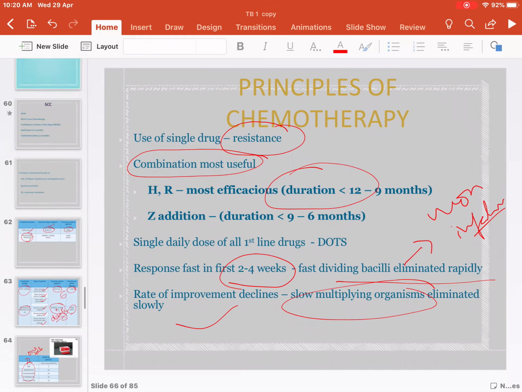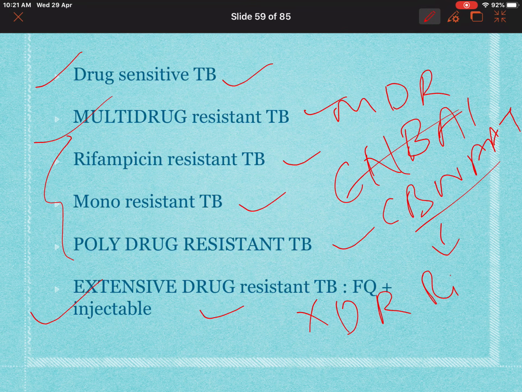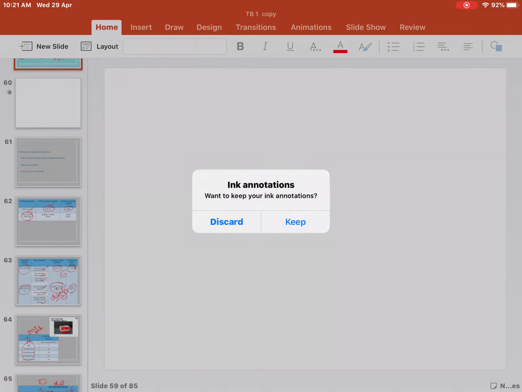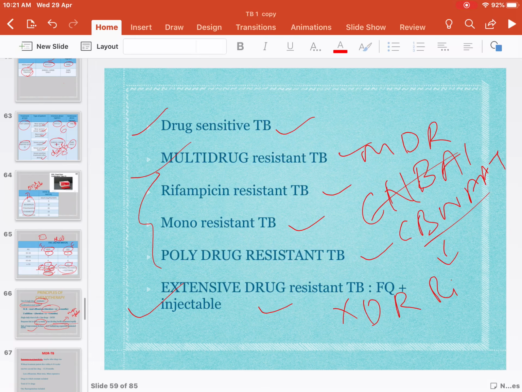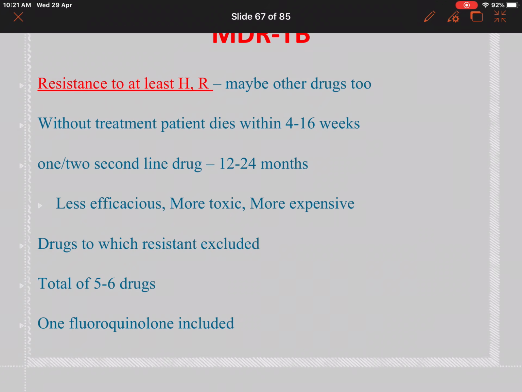Till now, we learned about drug-sensitive TB. Now let's go on to multi-drug resistant TB. What is multi-drug resistant TB? Multi-drug resistant TB is resistant to at least H and R, that is isoniazid and rifampicin. Resistance to isoniazid and rifampicin will be there. There could be resistance to other drugs also, but to categorize it, it is essential that it has to be resistant to isoniazid and rifampicin.